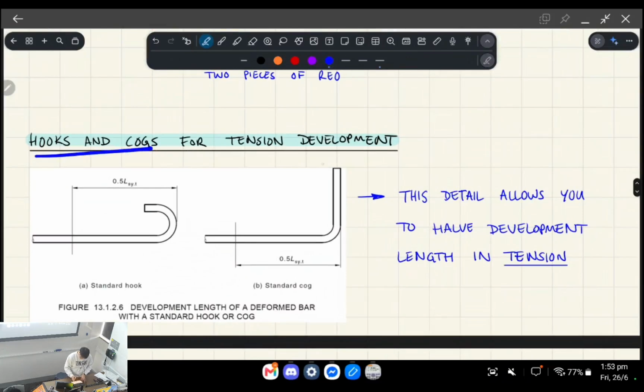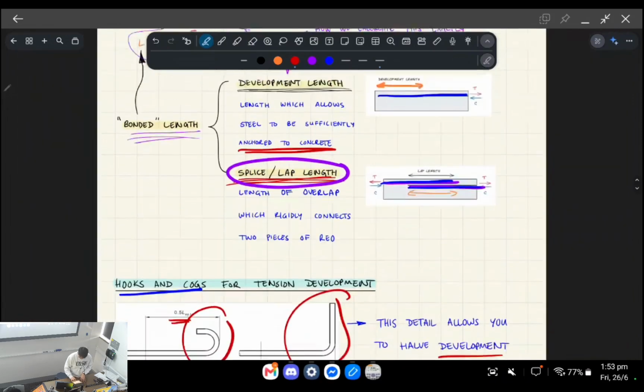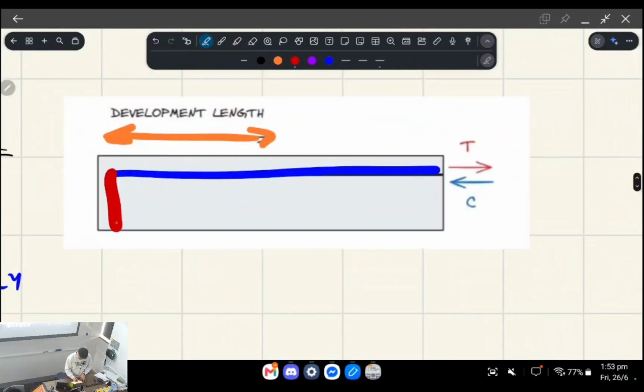Lastly, hooks and cogs for tension development. You may have seen these before. This is called a hook and this is called a cog. The Australian standards will tell you you're allowed to halve the development length in tension if you put one of these details at the end of a tension bar. So in other words, if you did this, you can essentially halve your development length. Does that make sense?